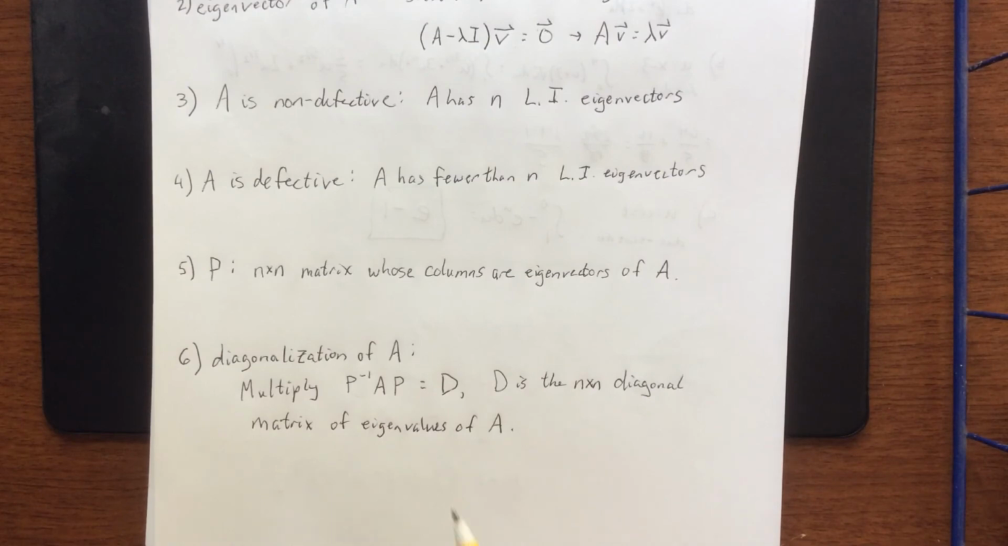In the event that you can find P and multiply P inverse times A times P to wind up with a diagonal matrix where that matrix is all of the eigenvalues of A, then you have created the diagonalization of A.